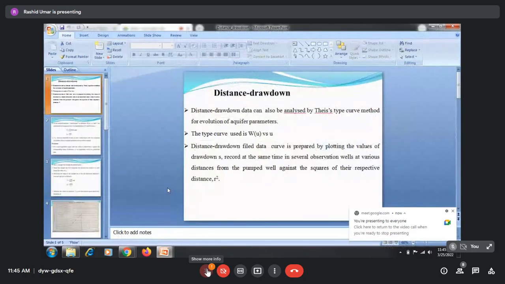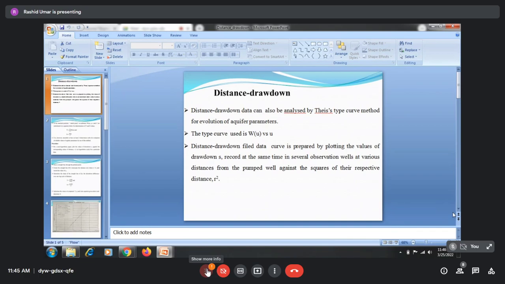So now I'll be coming to the main topic, distance drawdown analysis. Just understand that there we were plotting the time drawdown data. Here we will be plotting the distance drawdown data, and we will not be considering the time versus drawdown data, but the final drawdown because of the pumping. Suppose you have pumped the well for 24 hours. So what was the last drawdown?